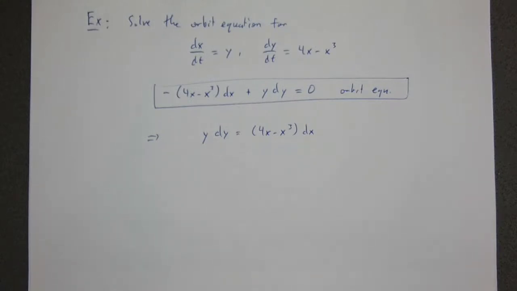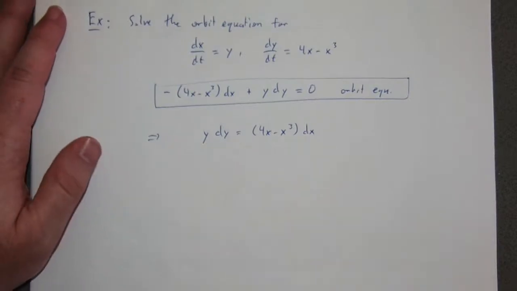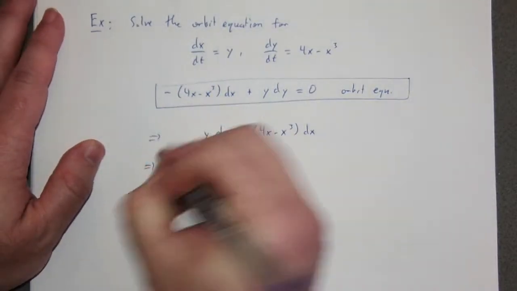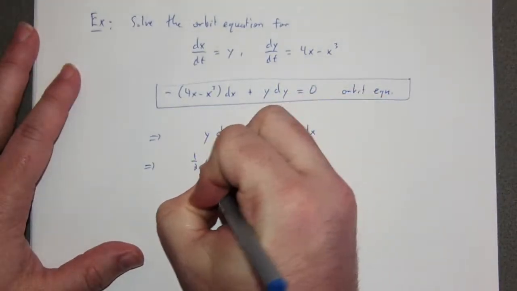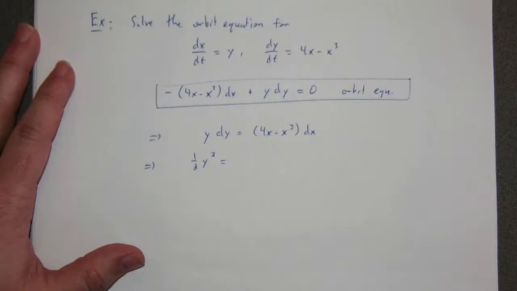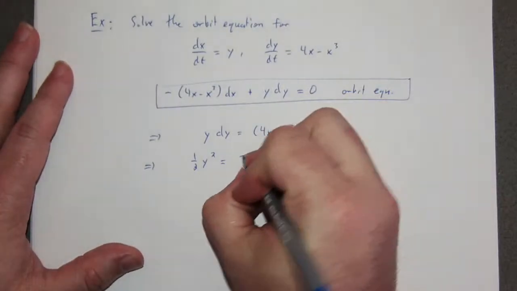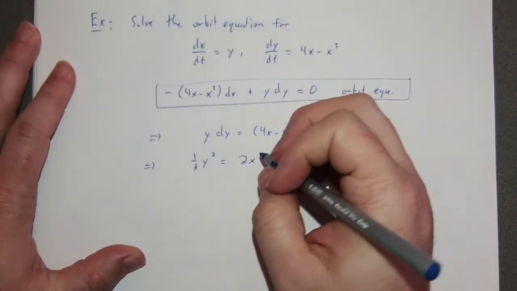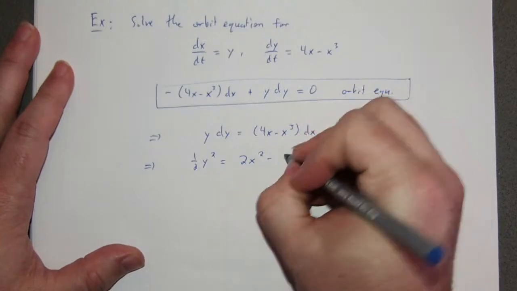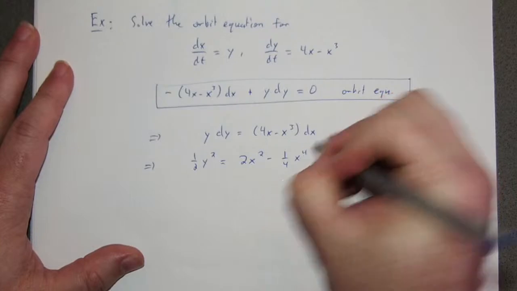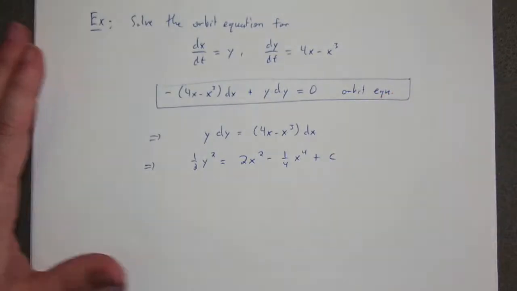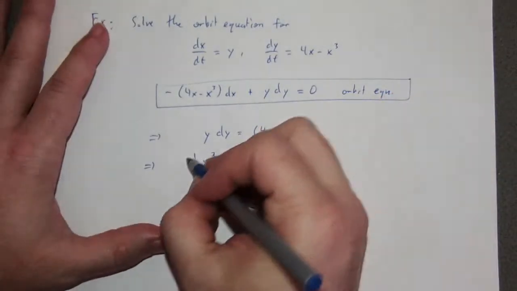Okay. Well, integrating this, like you would do in the case of a separable equation, what do you get here? You get 1/2 y squared is equal to 2x squared minus 1/4 x to the 4th plus my constant c. Okay, so that's what I get.